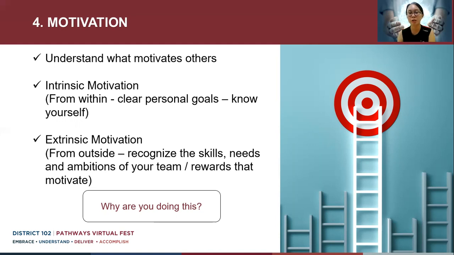And extrinsic motivation is quite straightforward. It's from the outside. For example, you are given a medal or trophy as a result of winning the speech contest. You feel very, very motivated. So if you know your members are motivated by gifts or ribbons, perhaps you could have more of that to reward your members. So try to understand what's your motivation and also what motivates others, and you could take the right action to motivate them.